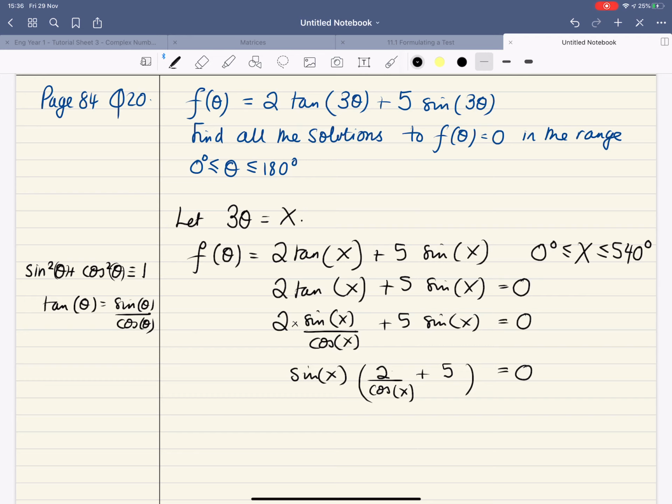Right, so we've got two things multiplied together that make 0. So either the first one makes 0 or the second one makes 0. Okay, so you can either say, therefore, sine x equals 0, or we can say 2 over cos x plus 5 equals 0.